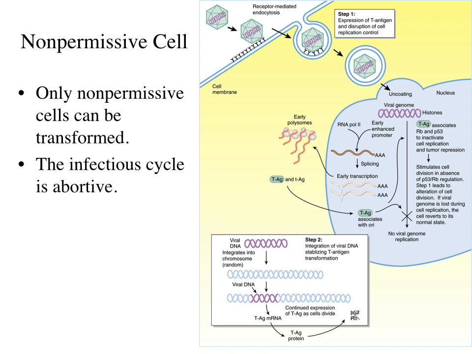And in this case, what happens is, because it's a non-permissive cell, the virus can express its early genes, so the large T antigen is expressed, so that can allow the cell to move into the S phase, but it can neither replicate its DNA nor express late proteins. And so no progeny virus is produced and the cell is not killed. In this case, you can have transformation of the cell.